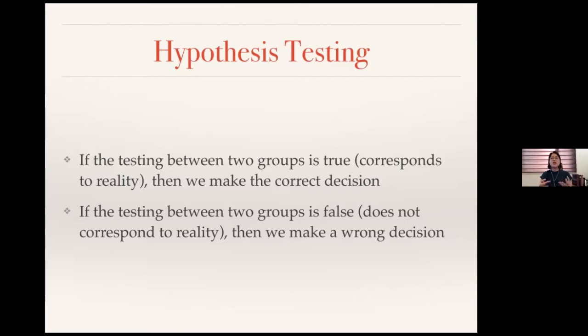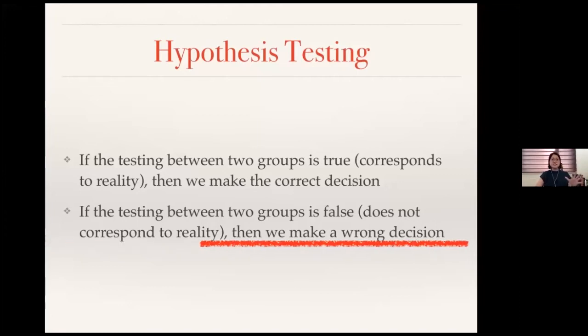So, for example, you did the hypothesis testing, and then you said there is no significant difference, when in fact, in reality, there is a significant difference. What happened there is that, because you concluded there is no significant difference, your decision is that this intervention has no effect. But actually, there is an effect. So you make the wrong decision. I hope I did not lose you.